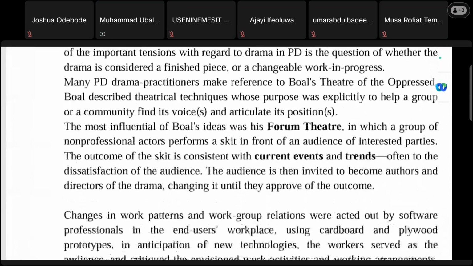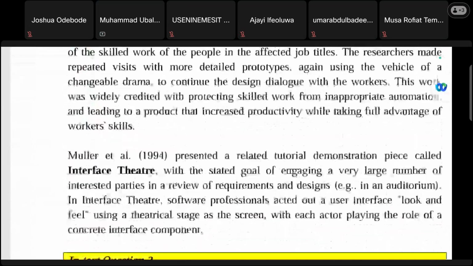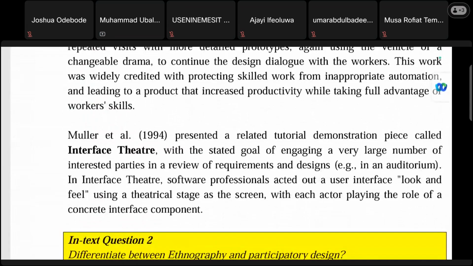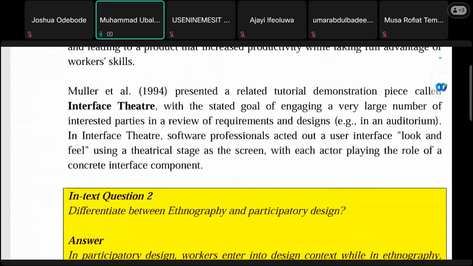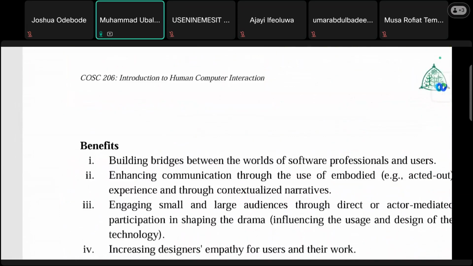Now, what are their benefits? The benefits are that they enrich the communication process, they improve empathy, and they improve shared perspective. So this is what they do.